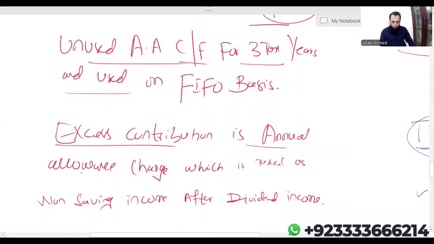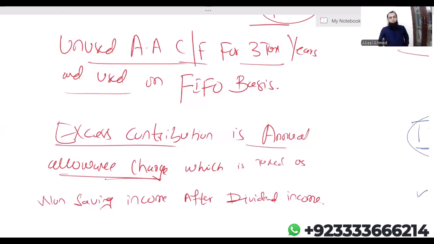Excess contribution is annual allowance charge. If the contribution is more than the annual allowance limit, that is called annual allowance charge, and annual allowance charge is taxed as non-saving income. And you will tax that annual allowance charge after all the incomes. After all the income means after the dividend income. You will apply the tax rates on annual allowance charge, and those tax rates will be from the non-saving income. So let's make it more easier for you.